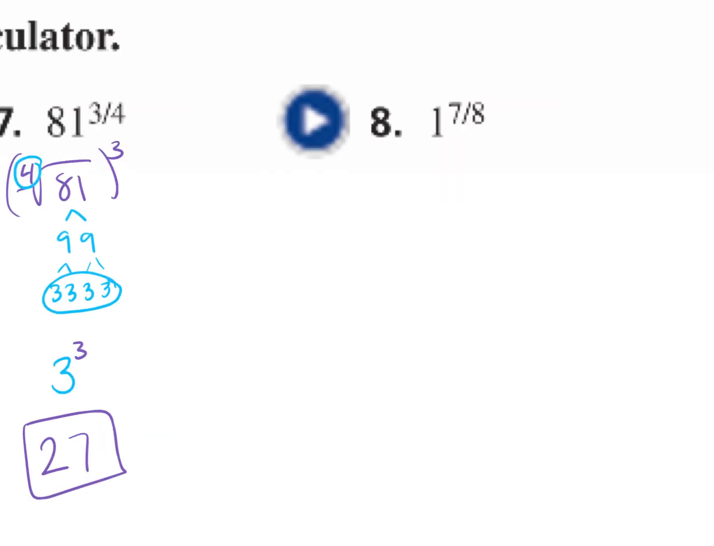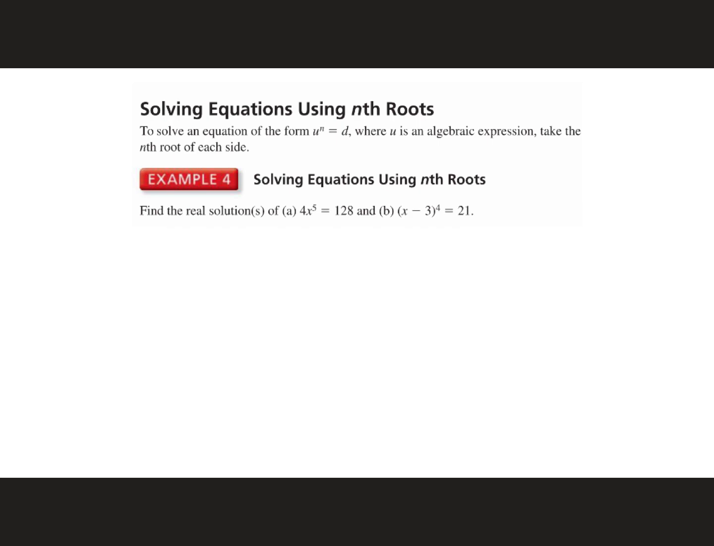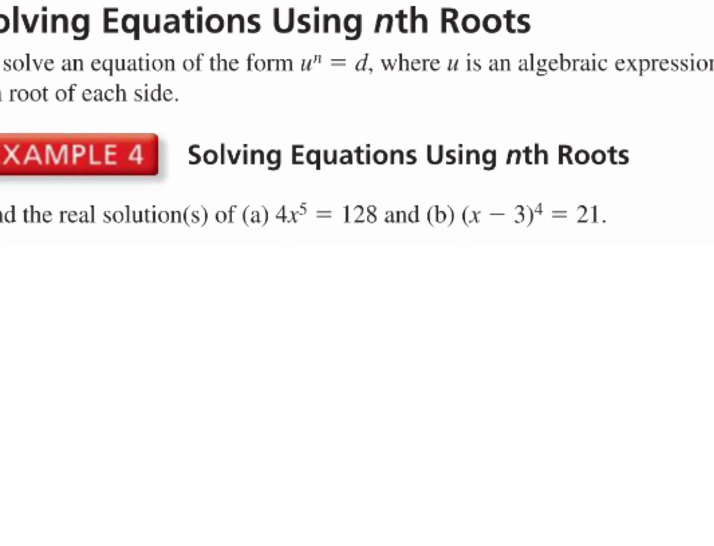What do you think 1 to the 7/8 power is? 1. Why? 1 to any power, it could be 1 to the 1 millionth power, is always going to be 1. So 1 to the 7/8 power is 1. Same thing with 0. If I had 0 to the 3/4 power, this is always going to be 0. So for these types of questions, you don't need to show any work. You know that 0 to whatever power is going to be 0, and 1 to whatever power is going to be 1.